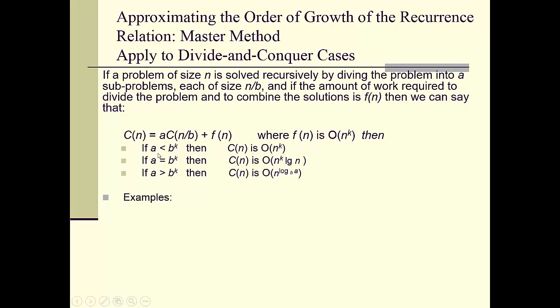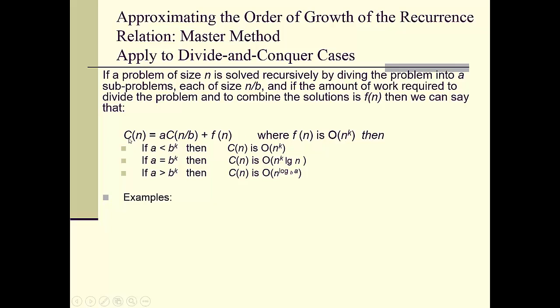Then we take a and compute b to the k. If a is less than b to the k, then C of n is O of n to the k. If a is equal to b to the k, then C of n will be O of n to the k log n. However, if a is bigger than b to the k, then C of n is going to be O of n to the log base b of a.